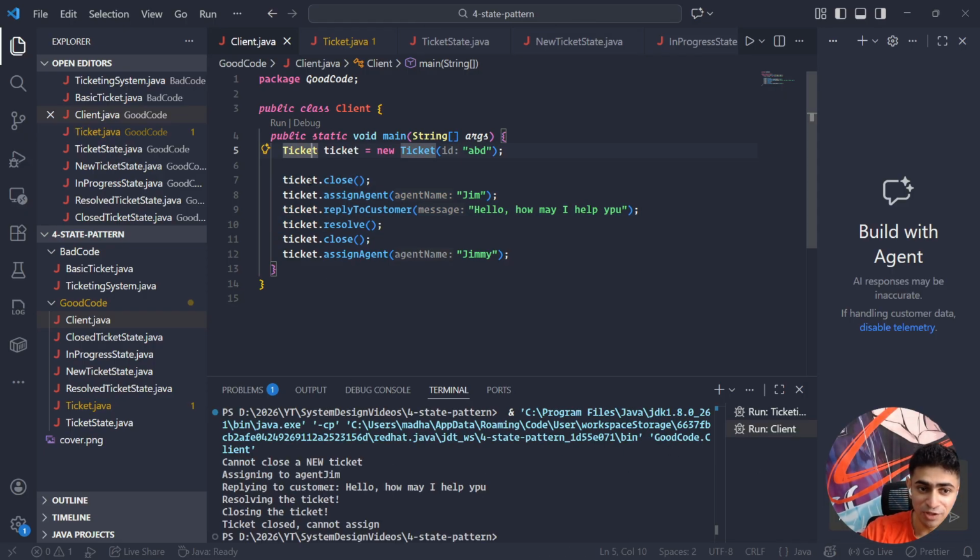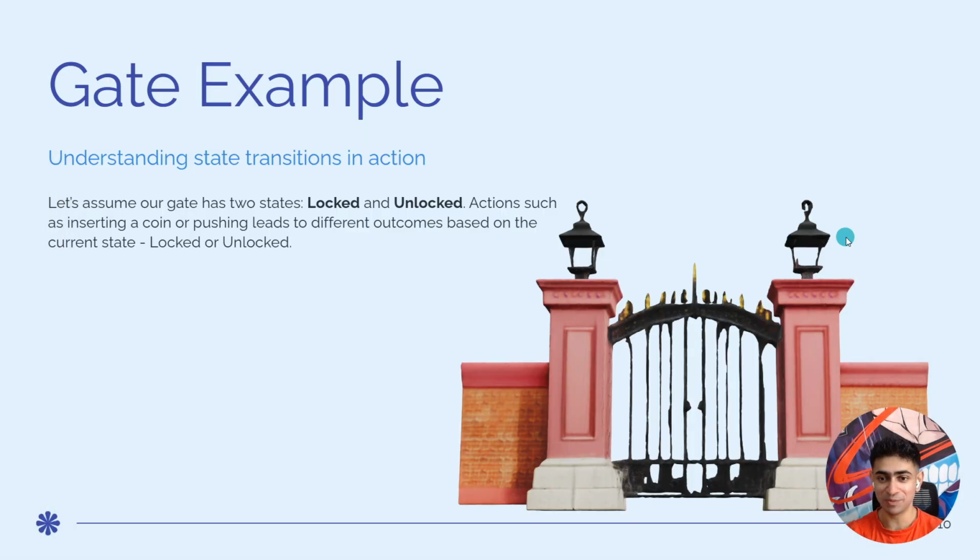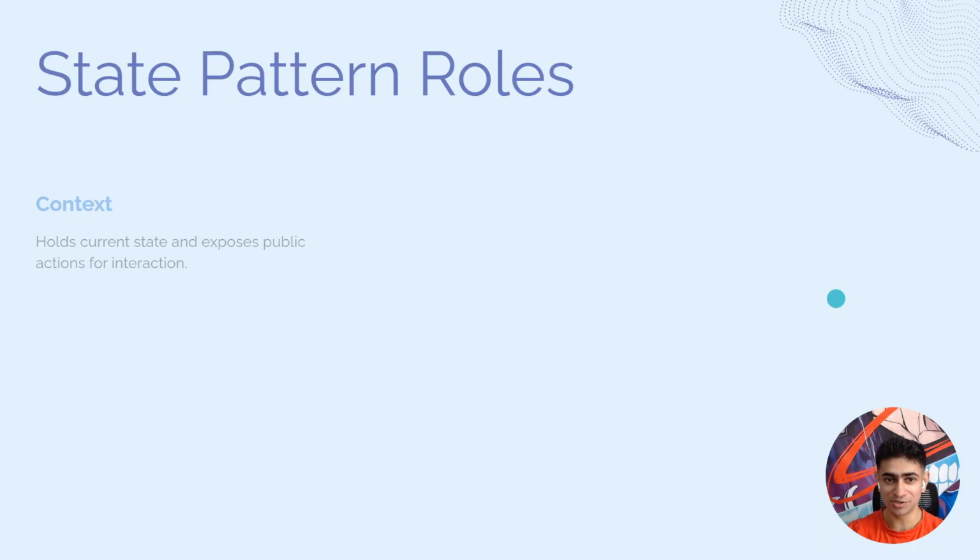All right, so first of all, cannot close a new ticket, perfect. Assigning to agent Jim, perfect. Replying, hello, how may I help you? Resolving the ticket, closing the ticket. And then if I assign it after closing, it cannot assign. That's it. Let's go over our implementation super quickly.